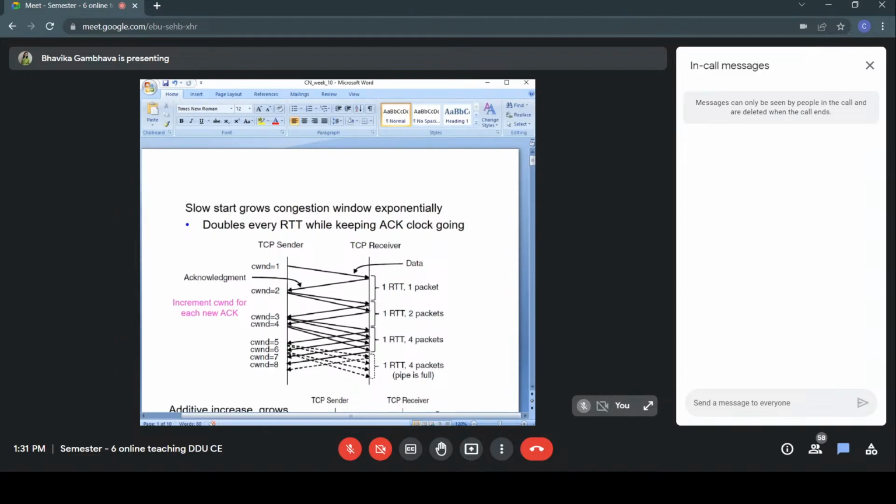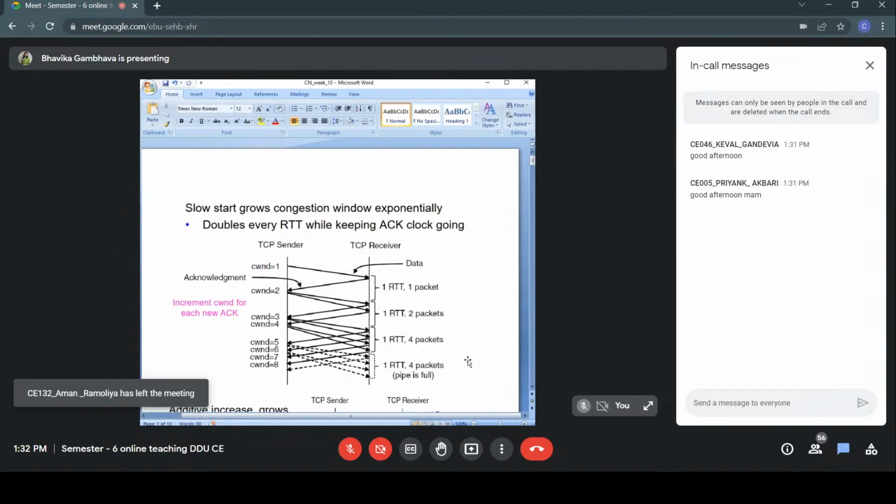We have talked about TCP congestion control last time. We'll revise it quickly and then continue with the advanced algorithms.